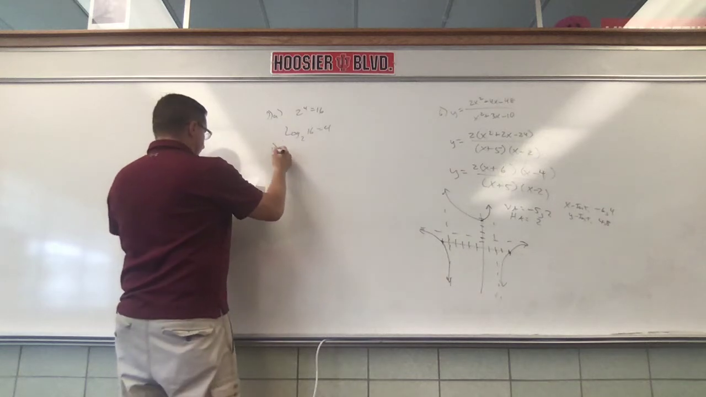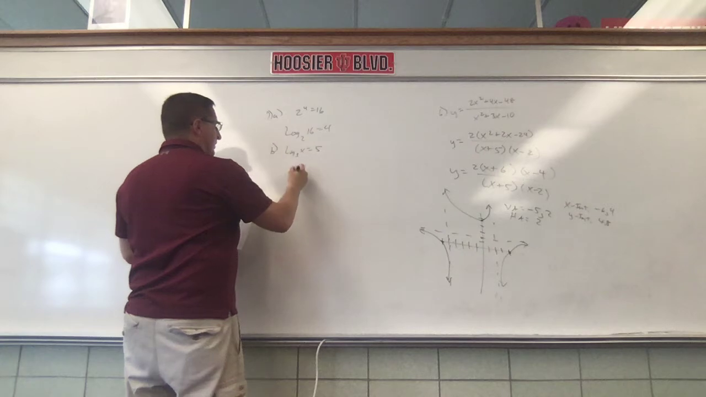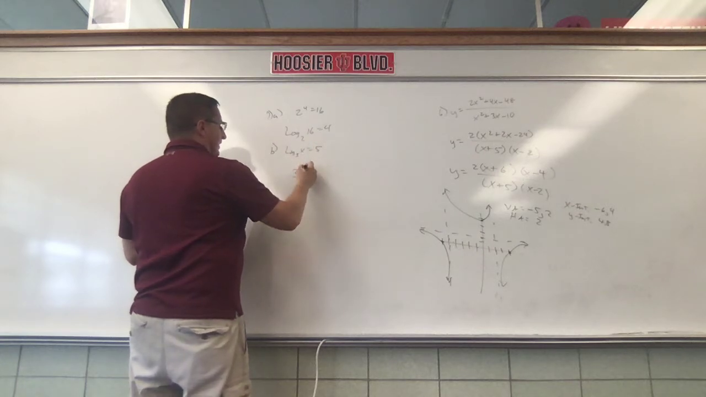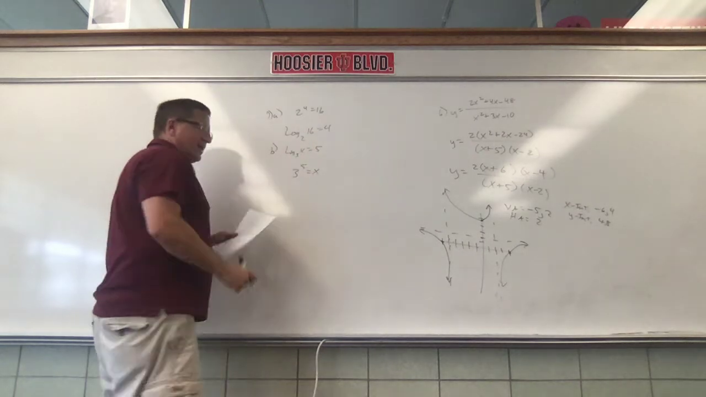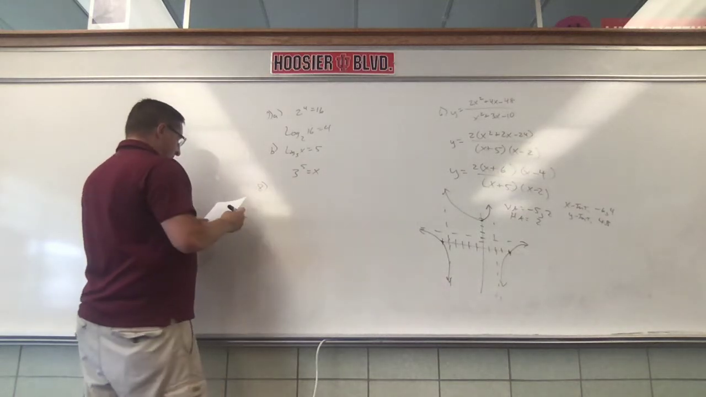For part B, it says the log base 3 of x equals 5. So base is 3, split these up, 3 to the 5th equals x. And you can simplify that, but I don't ask you to. Just write it as a log, or without a log. Number 8, solve for t.